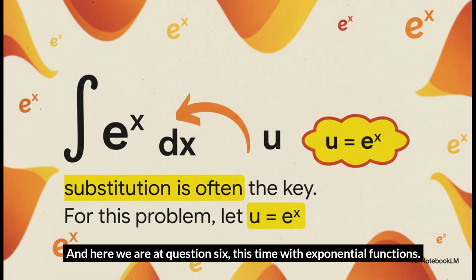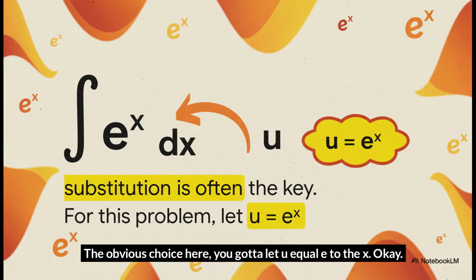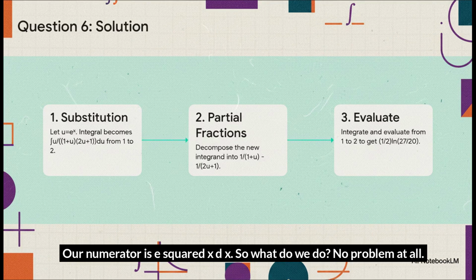And here we are at question 6, this time with exponential functions. And just like we saw with the trig problem, the absolute key is to hunt for a substitution that's going to simplify everything. The obvious choice here, you gotta let u equal e^x. Okay, so if u equals e^x, then we know du is e^x dx. But wait a second, our numerator is e^(2x) dx. So what do we do? No problem at all.